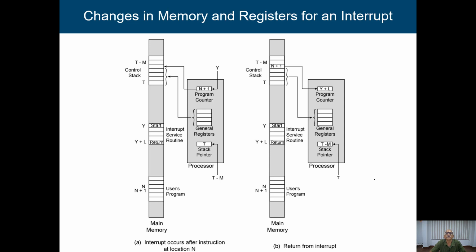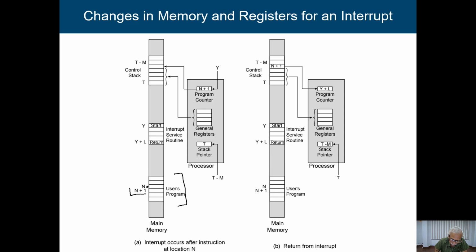Now this is a simple scenario about the handling of our interrupt. Say an interrupt occurs after the instruction at location n. This is my user program running. Currently it is executing the instruction at location n, and at that time an interrupt occurs. So some IO module has given an interrupt. At that particular point, it is going to complete the execution of this particular instruction, and it is going to retain this information.